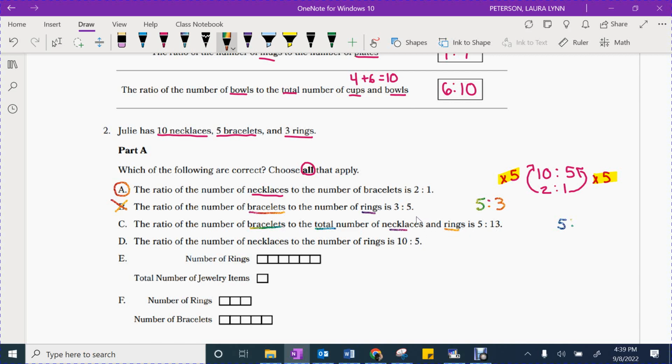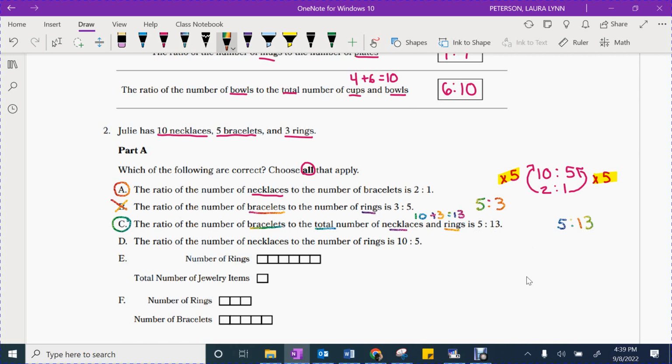There are 10 necklaces plus 3 rings equals 13. So the ratio I came up with was 5 to 13, and that's what answer choice C says, 5 to 13. That matches. So C is an answer choice.